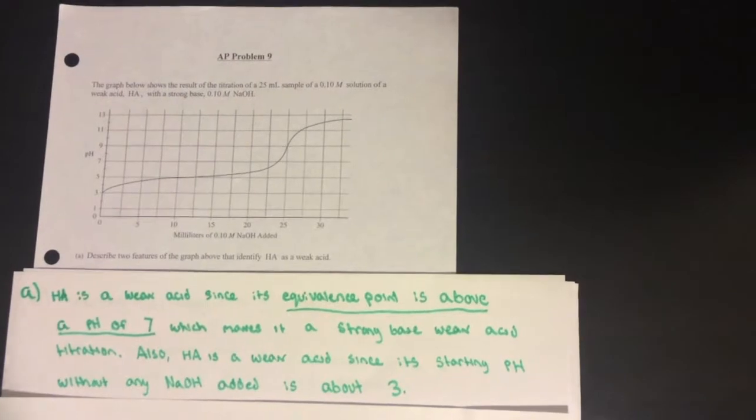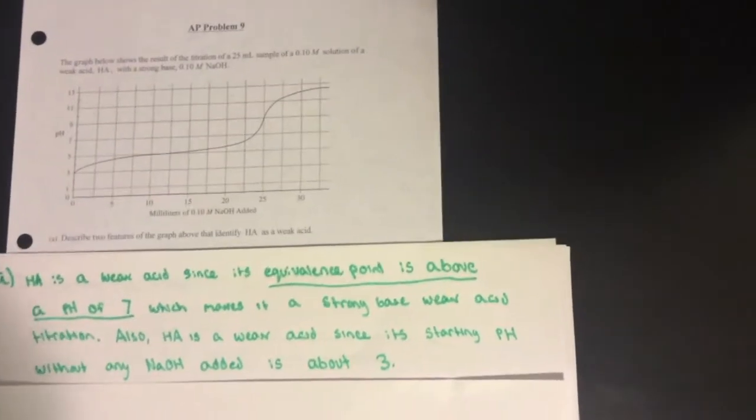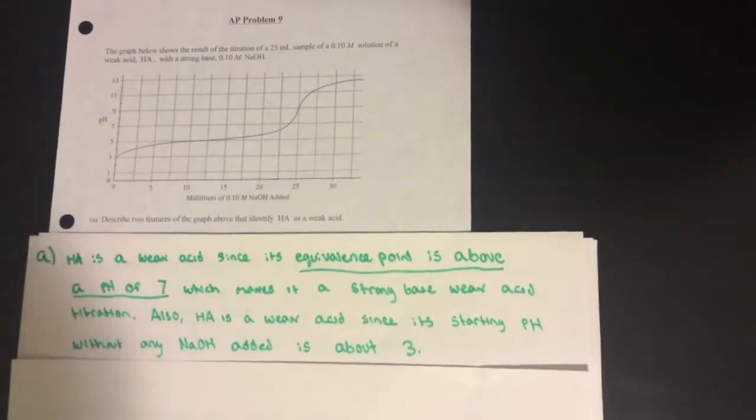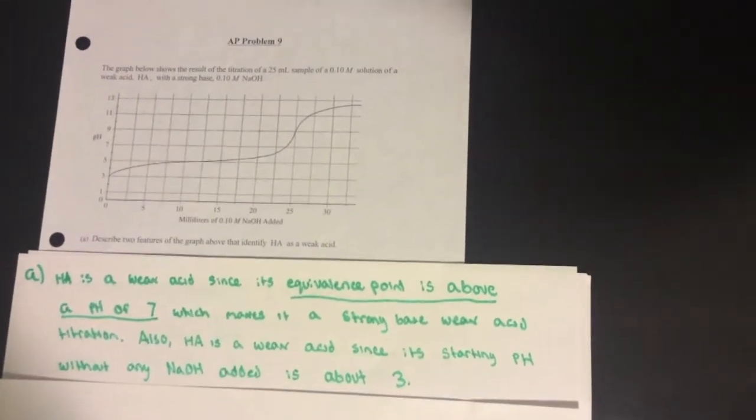So HA is a weak acid since its equivalence point is above a pH of 7, which means it is a strong base weak acid titration. Also, HA is a weak acid since its starting pH without any NaOH added is about 3.